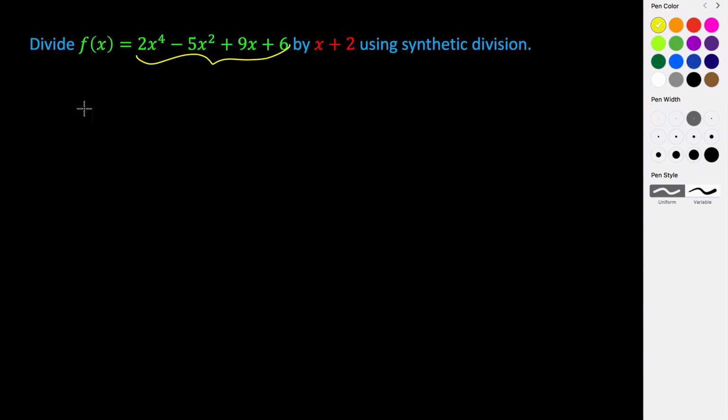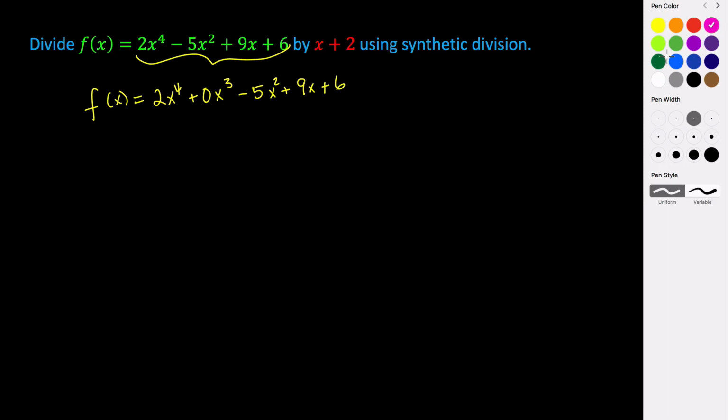So we can actually rewrite this function f of x and put in a placeholder for our x cubed. So f of x equals 2x to the fourth, we're just going to say plus 0x cubed because we know that this is really just 0. It doesn't change the value of this function. It just changes the way it looks. Then minus 5x squared plus 9x plus 6.